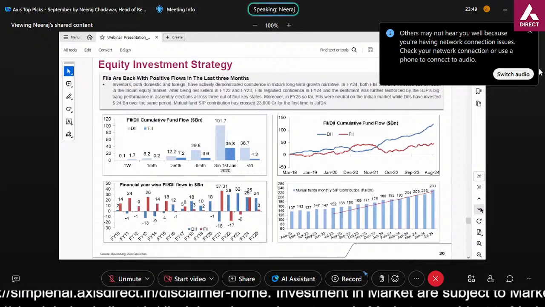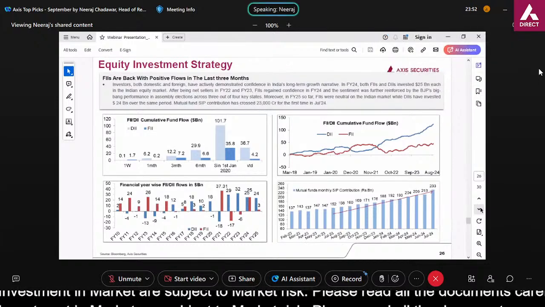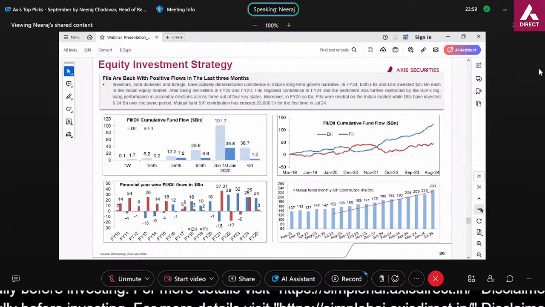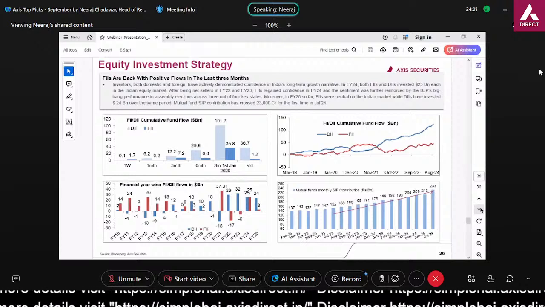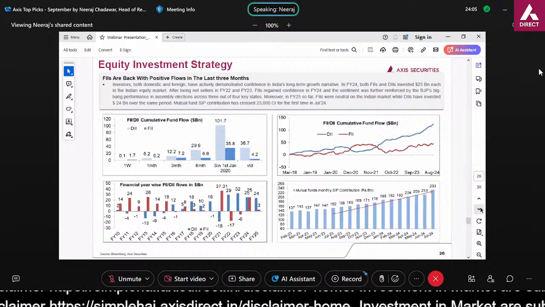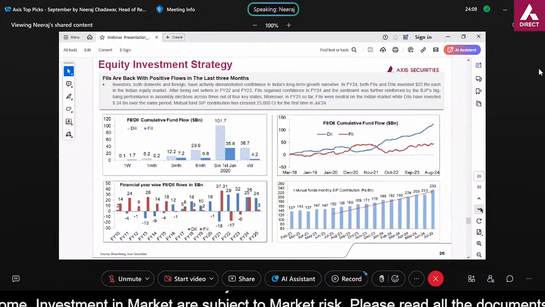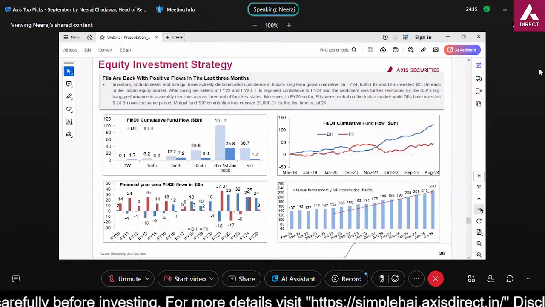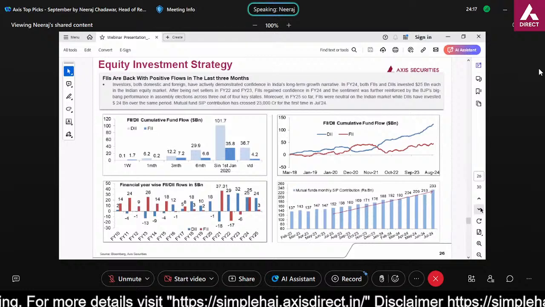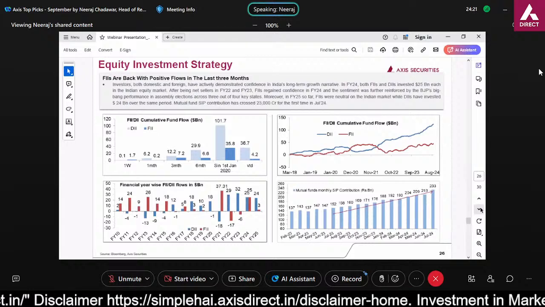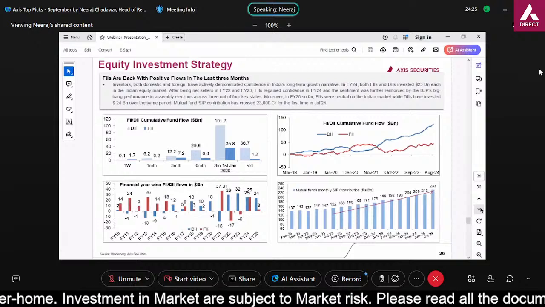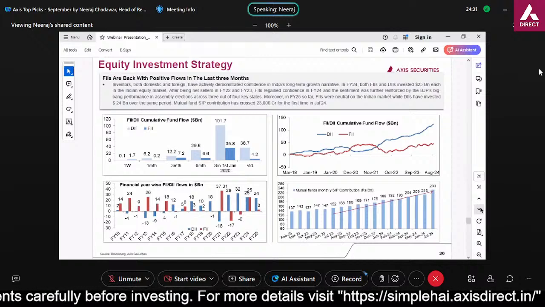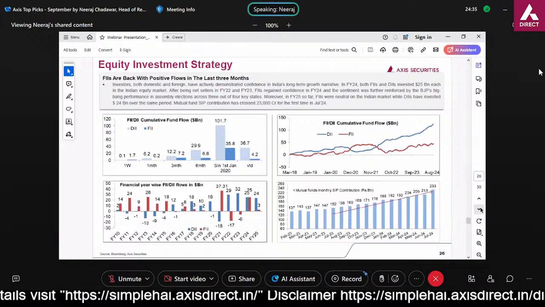In terms of FIIs, they are back with a positive flow in the last 3 months. In the last 3 months, they have come up with 7.2 billion of flows, and DIIs have invested 12 billion in the last 3 months. In FY25 so far, 24 billion has already been invested by DIIs, and 3 billion by FIIs. We believe that this flow will continue in the market. Even our SIP contribution has reached 23,000 crore for the first time during the month of July. We believe that these flows will continue to support the market whenever we see some amount of volatility uptick in the market.